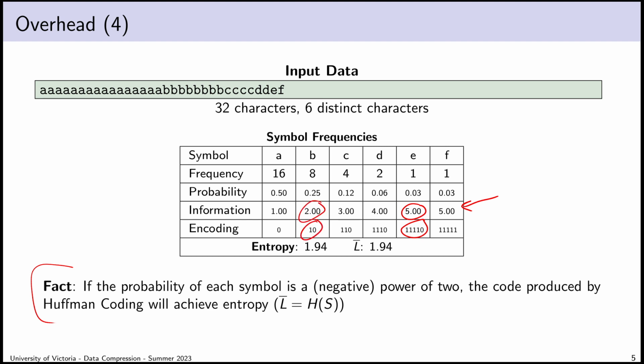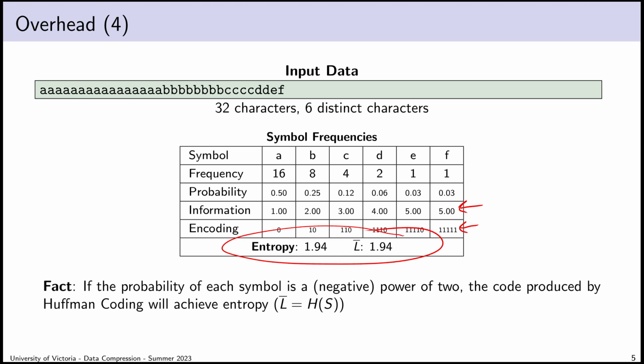So information content 2, encoding length 2. Information content 5, encoding length 5. And in that case, maybe we can see that the calculation for entropy is a weighted average of information contents, and the calculation for L bar is a weighted average of code lengths, with every other term being the same. And that means in this case, we're guaranteed that entropy and L bar are going to be exactly equal.